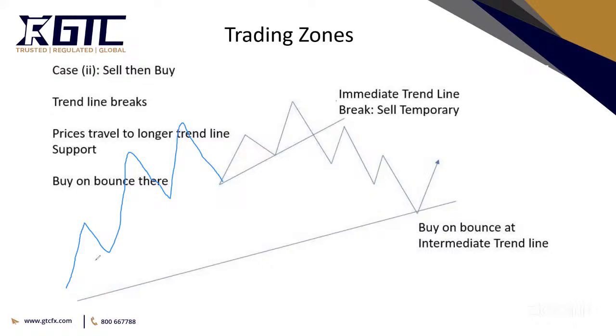Market has been rising from that point until this point. And then you have the last A, B, C, D. Remember your inner trend line or immediate trend line A, B, C, D. So that's your inner trend line A, B, C, D. And suddenly the trend line breaks right here.